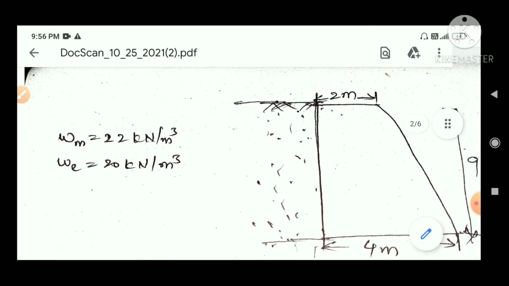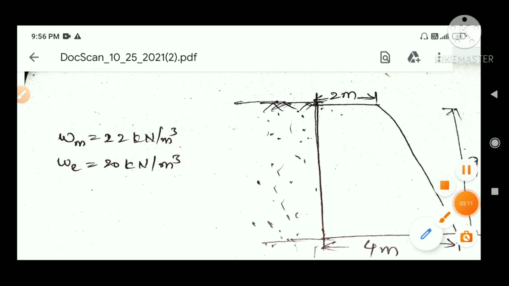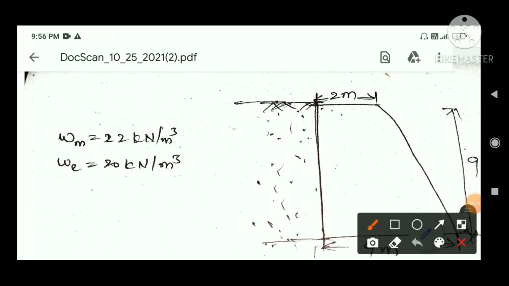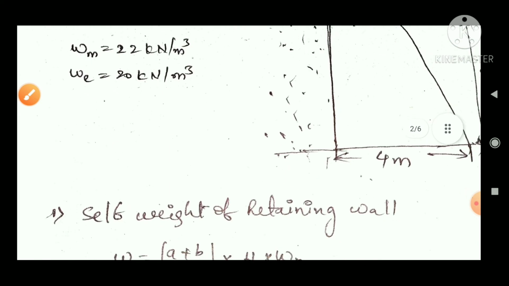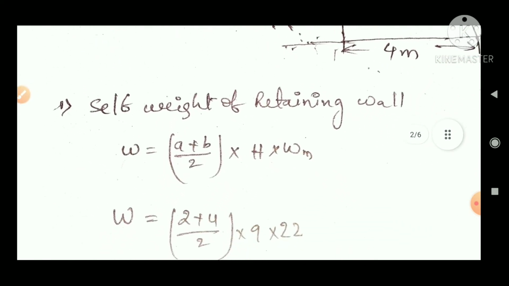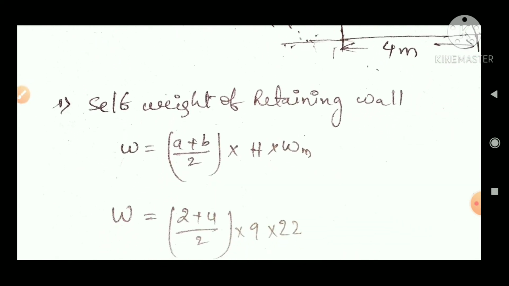Okay, this is GL, this is ground level, and we have to find, first step is to find self weight of retaining wall.